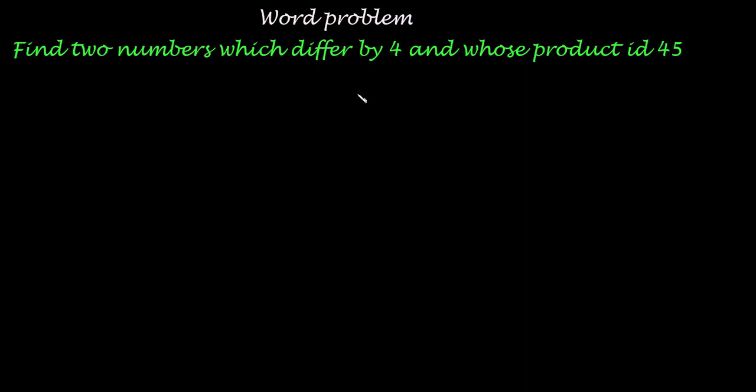So the first question states that find two numbers which differ by 4 and whose product is 45. So if we want to solve this kind of problem, let's start. So we need to analyze this question. First, this question is telling us that we have two numbers, which differ by 4.